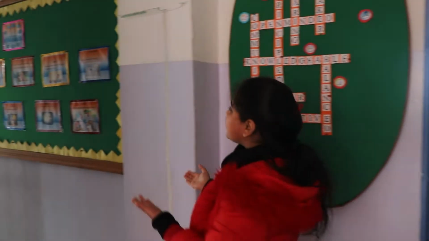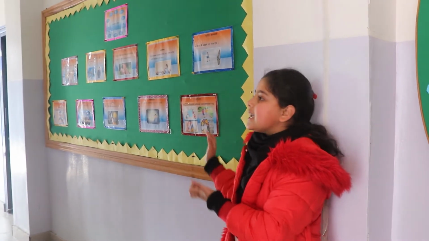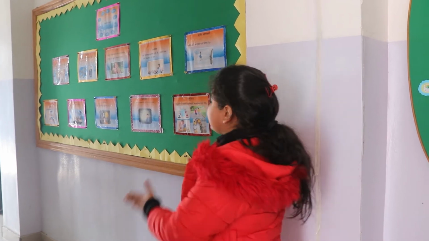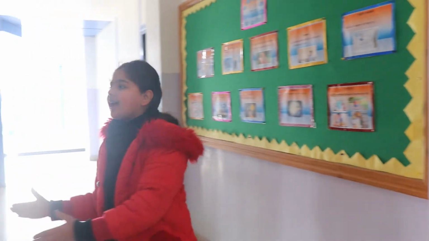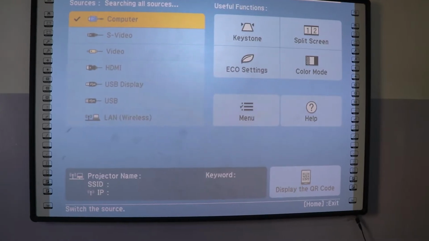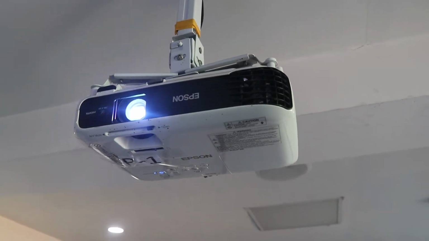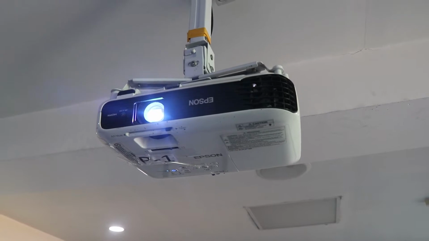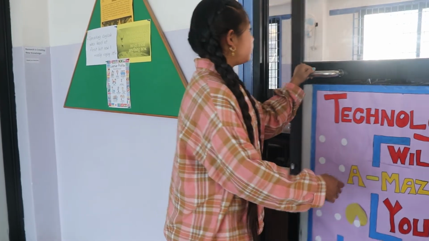And after that, here is our Nepali IB profile, which is in Nepali, and it is a board for the Nepali IB profile. After that, we have our smart room where we watch videos connected with our theme. Namaste. Now this is our computer lab.